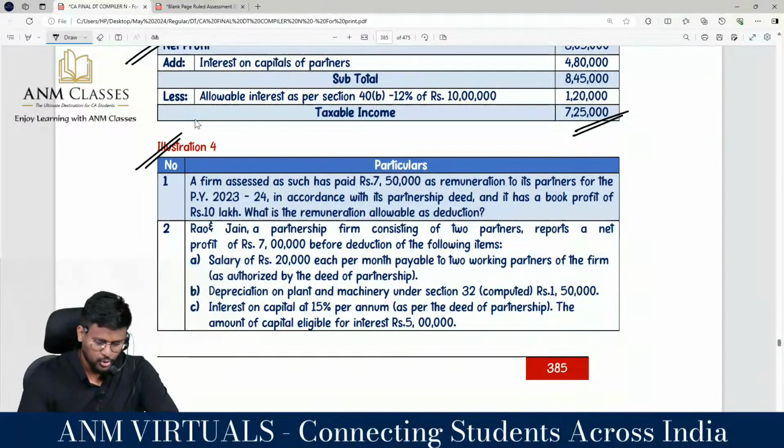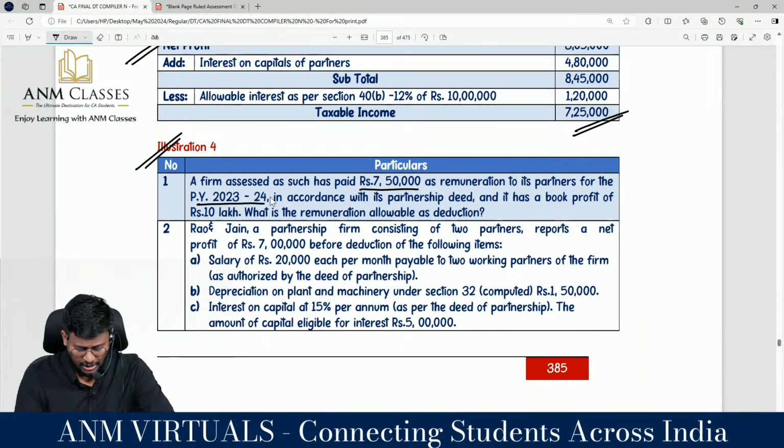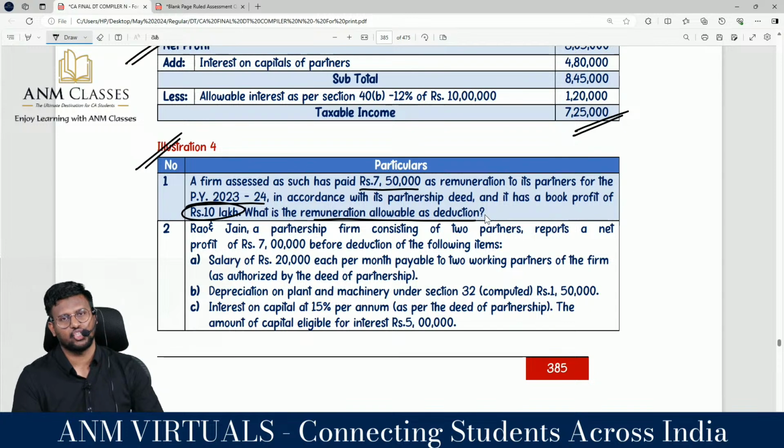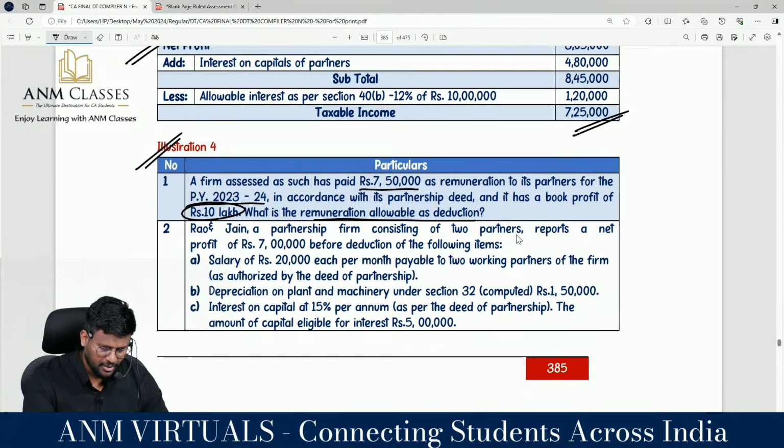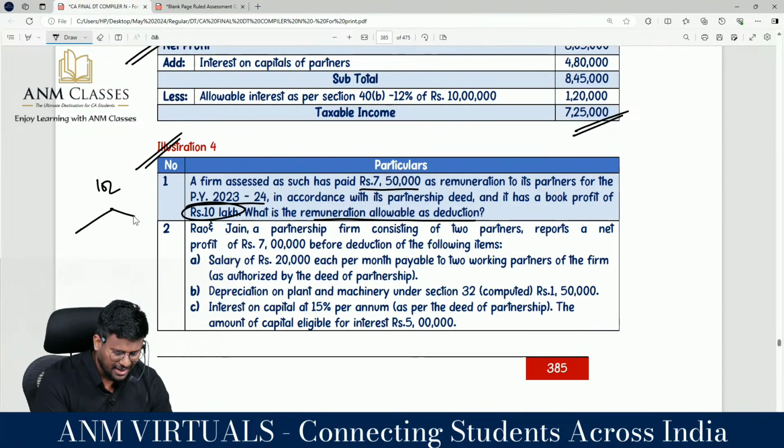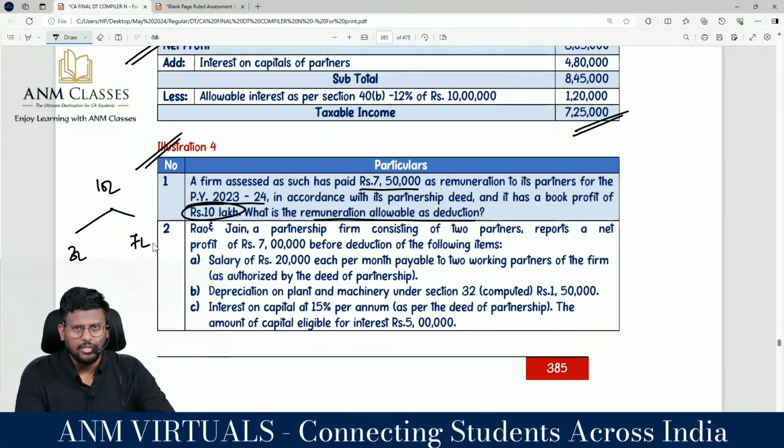I am moving into illustration number 4. A firm assessed as such had paid 7,50,000 as remuneration to partner for the previous year 23-24. In accordance with its partnership deed, it has a book profit of 10 lakh. What is the remuneration allowable as deduction? My dear lovable students, 7,50,000 remuneration has been paid, but there is a book profit of 10 lakh. But the 10 lakh is divided into 2 categories, 3 lakh and 7 lakh. On that 3 lakh, we know that either 1,50,000 or 90% of book profit, whichever is higher.